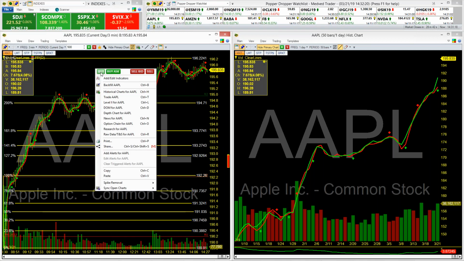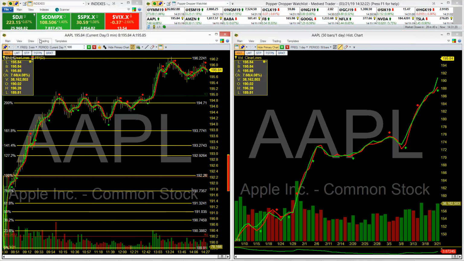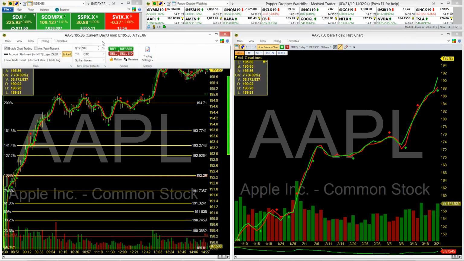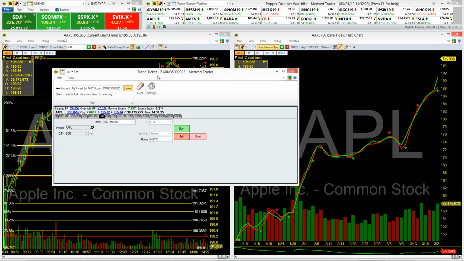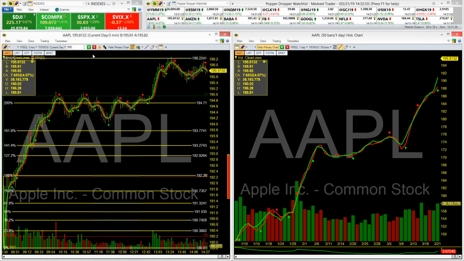You can right click and click the buy or sell button. You can go to trading, click the buy or sell button. You can create a new trade ticket and trade from a trade ticket, create a buy or sell from a trade ticket. You can add hotkeys to the quick access toolbar. And I'm only going to show this strictly as an example of how to. This is not a buy, sell, or hold recommendation. I'm just showing you how to trade from a chart.